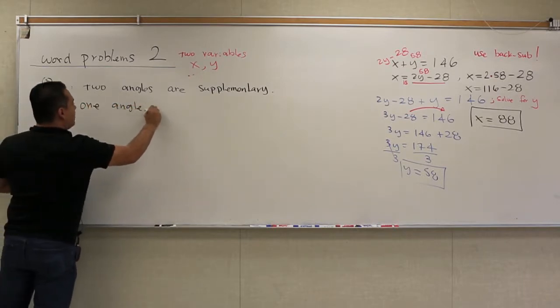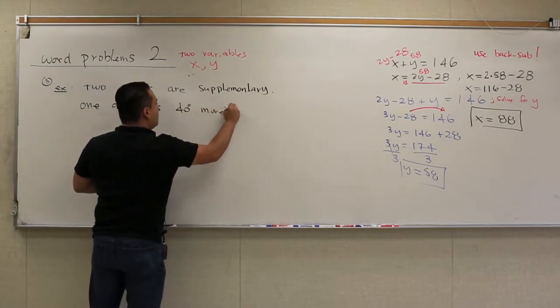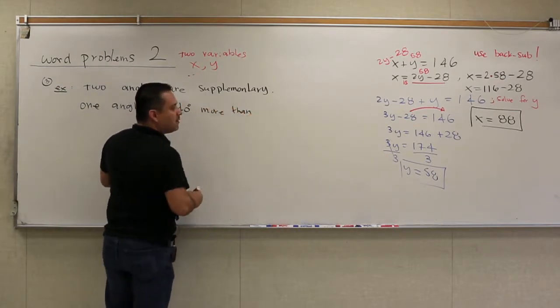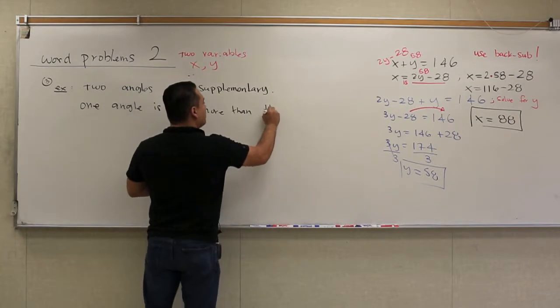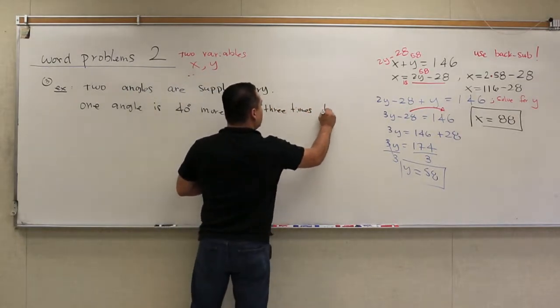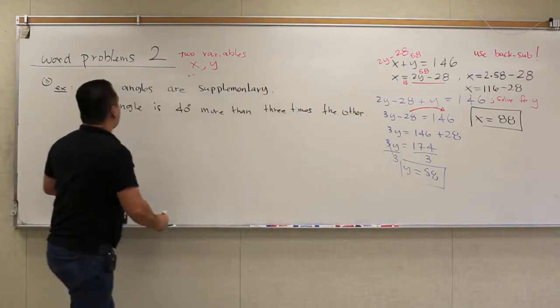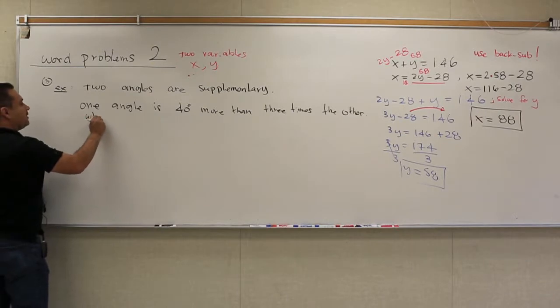One angle is 40 degrees more than, was it twice or 3 times the other? And then they're going to say, what are the angles? So that's pretty much solve the system.